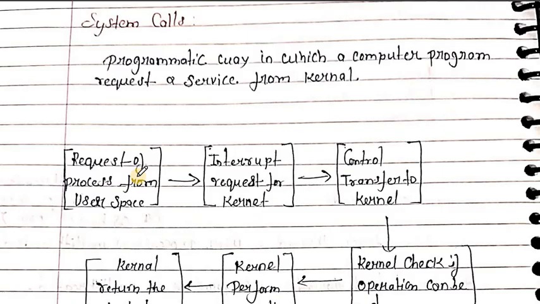Now, system calls. A system call is a programmatic way in which a computer program requests a service from the kernel. If we want the OS to interact with the kernel, we use system calls. In a system call, we create a request to the kernel for doing something.